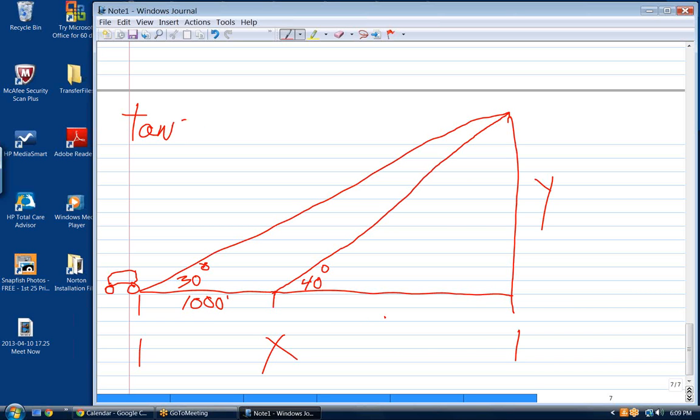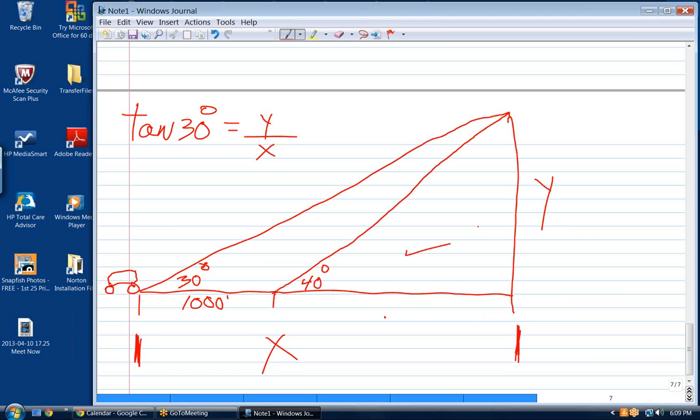Tangent of 30 degrees. When you take a trig function, it always has to be followed by an angle, okay? Equals what? Equals y over x. X being the entire distance, the first sighting to the mountain.